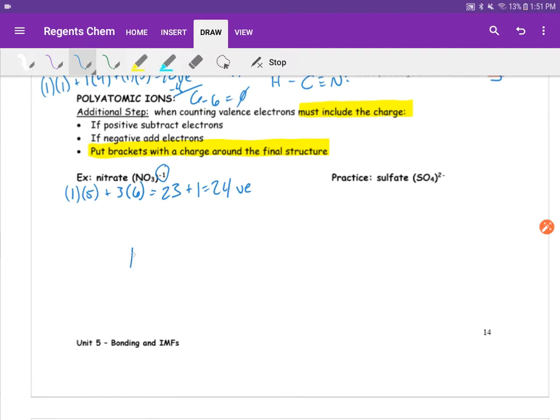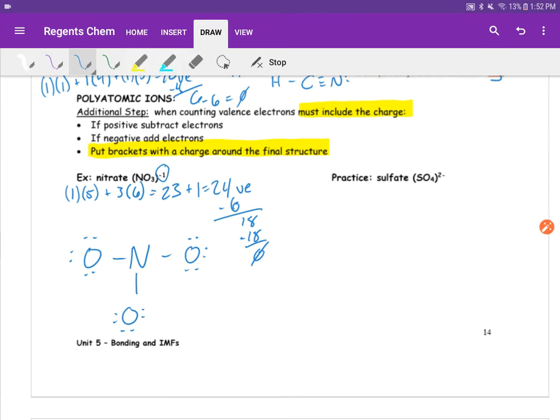So my central atom is nitrogen. We've got 3 oxygens all around. Start with single bonds first. So I'm going to subtract out 6. Now I've got 18 more. Okay, so 1, 2, 3, 4, 5, 6, for each oxygen. Okay, so there's 18. The oxygens are all happy. Is nitrogen? Does nitrogen have 8? No, it does not.